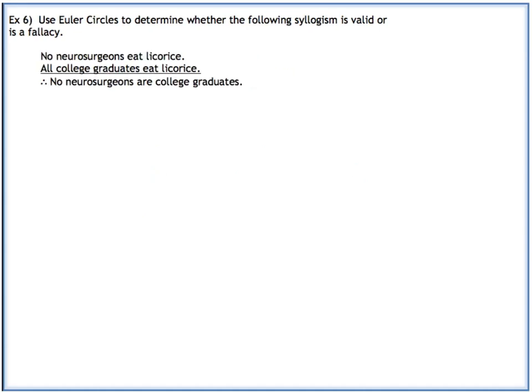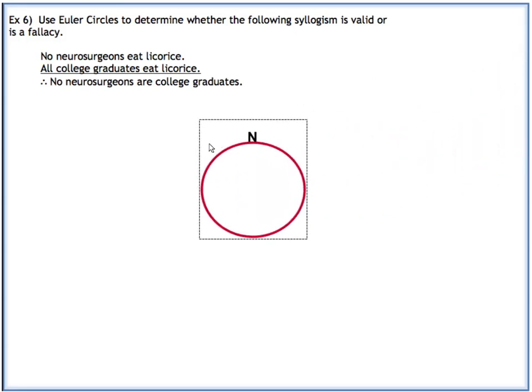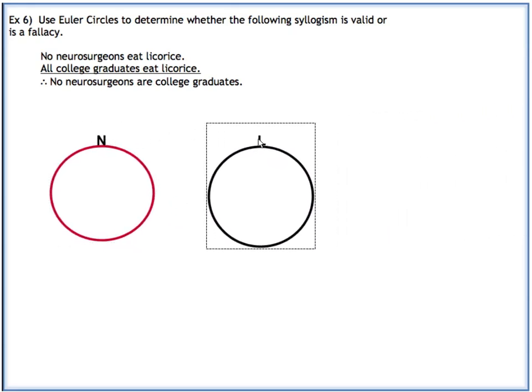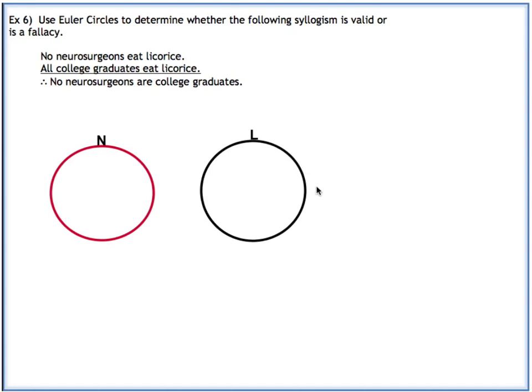In this example, no neurosurgeons eat licorice. Go ahead and draw those circles on your own. Okay, the next one, it says all college graduates eat licorice. So go ahead and make a college graduate circle so that all of them eat licorice. Okay, so that word all means it has to be inside the licorice circle.